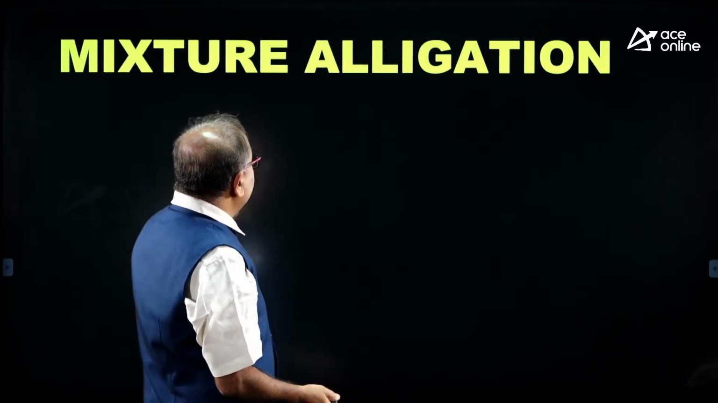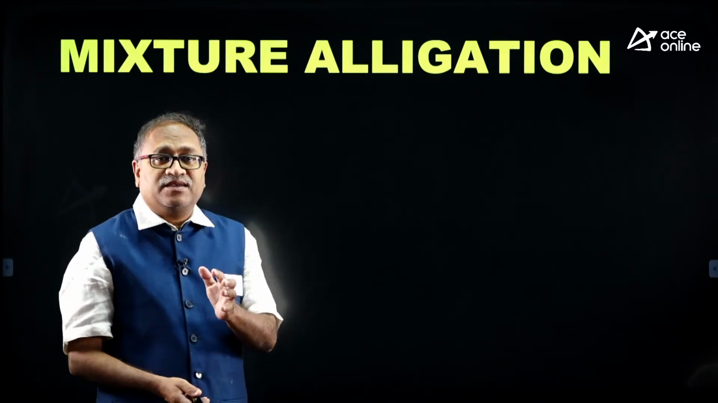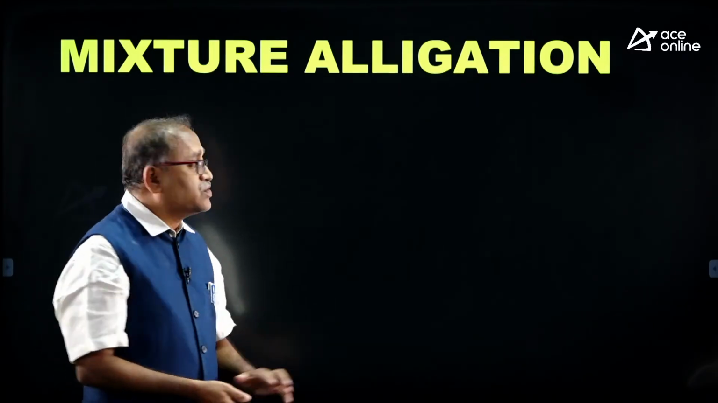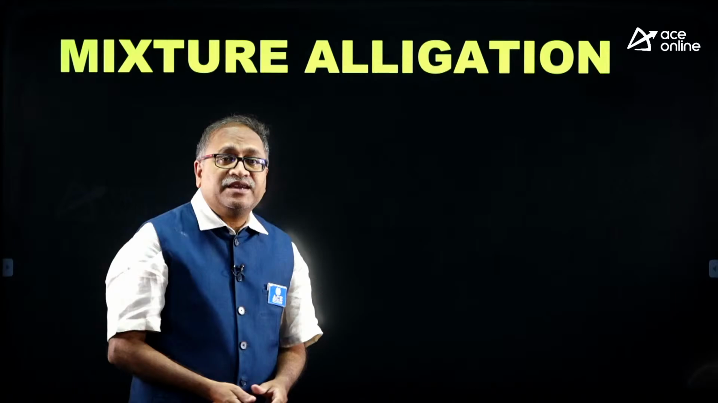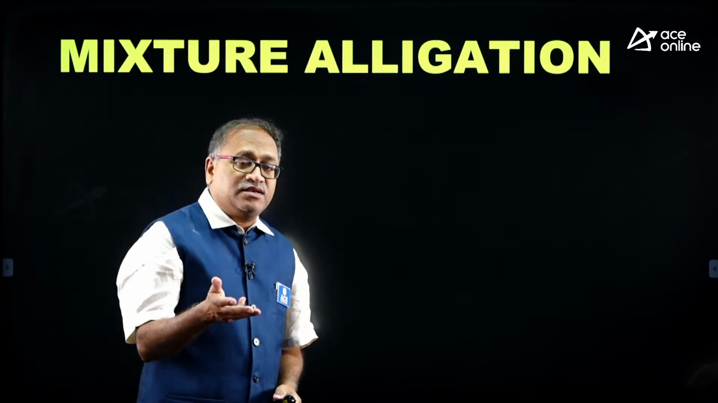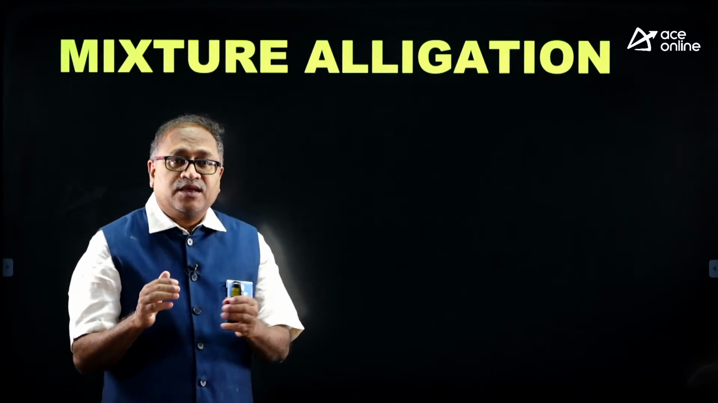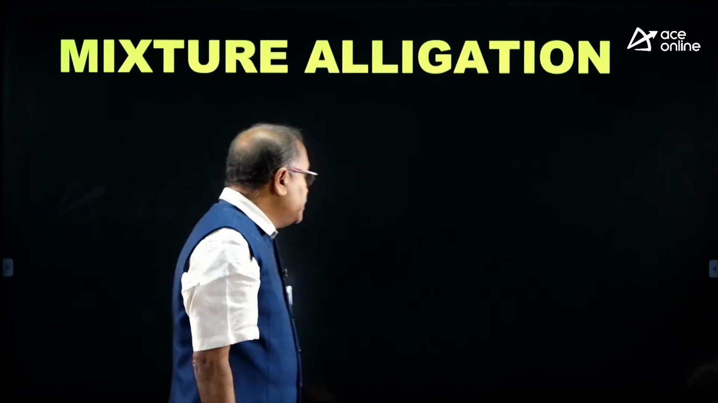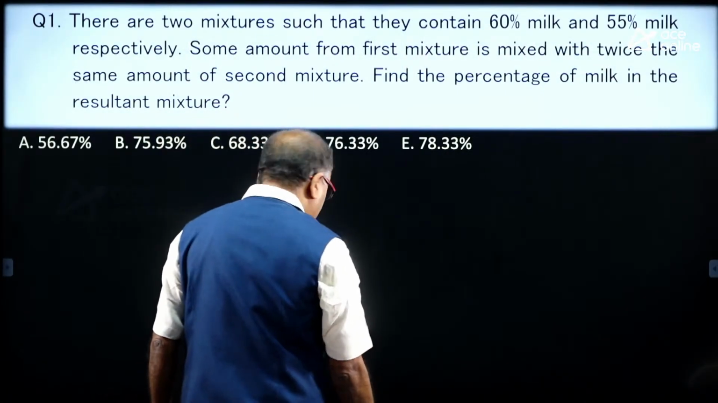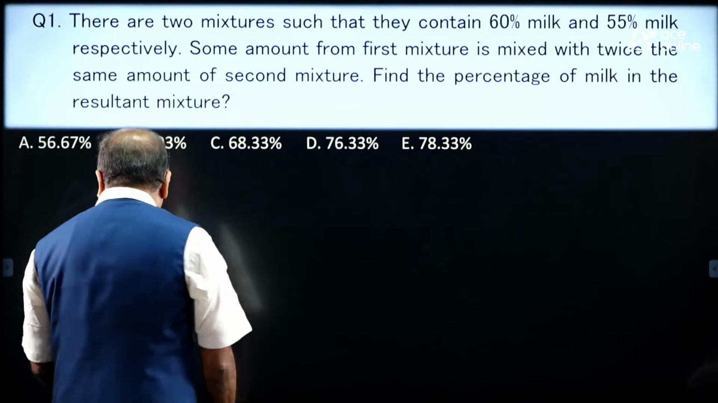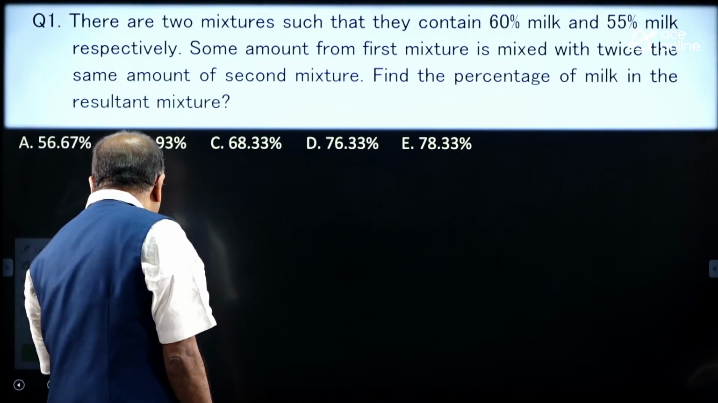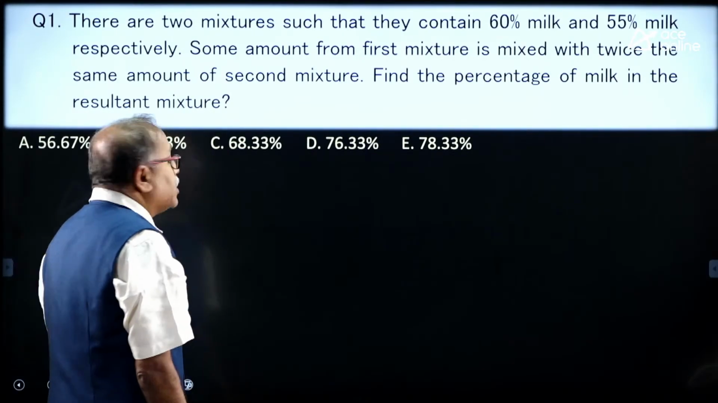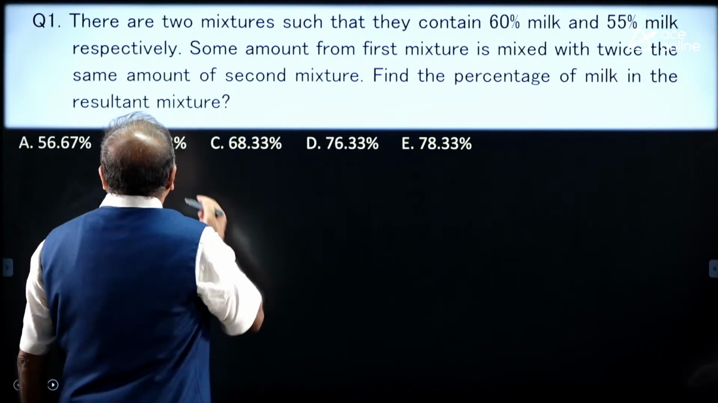And in today's class we will discuss some of the very important and very frequently asked questions about mixture alligation. You know that it has its own questions and it is applicable on the other chapters also. Let us begin here. The very first question on your board is this. I will read the question and then I will give some time for you to answer the question. So, what is the question here?